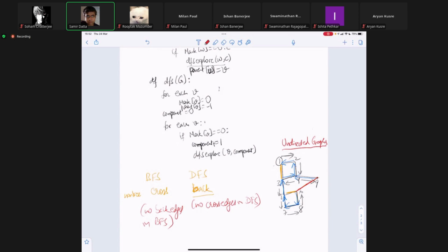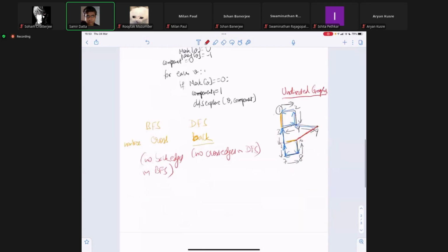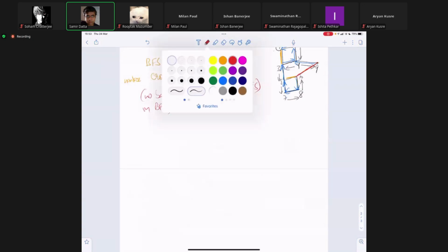But the basic idea is obvious that in DFS you will first visit all the neighbors and only then would you backtrack from that node. So it cannot be that there is a cross edge because the cross edge would become a tree edge. Correct? So without belaboring the point too much, let me move on.